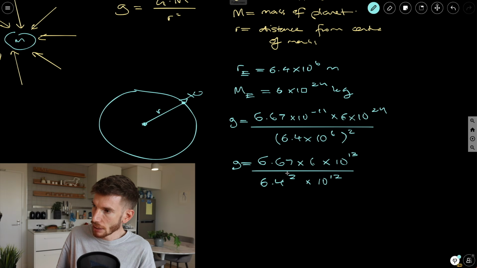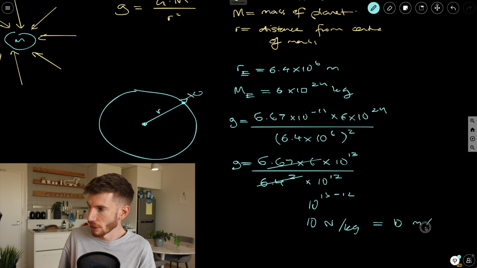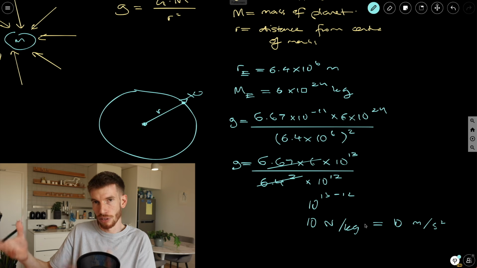So then this 6.67 by 6 is probably pretty similar to 6.4 times 6.4, so I'm going to roughly cancel those. And then here I get 10 to the power of 13 minus 12, applying more index laws, and I get 10, right? This is measured either in newtons per kilo, or as 10 meters per square second as well. And there's the gravitational field strength on Earth. It's really 9.8 on Earth, because again, I've got some rounding error, but it comes from that formula.